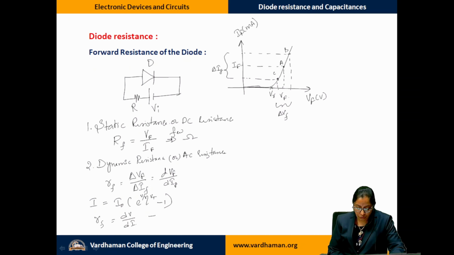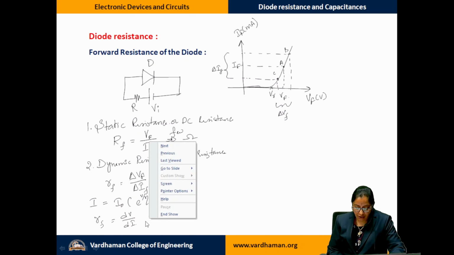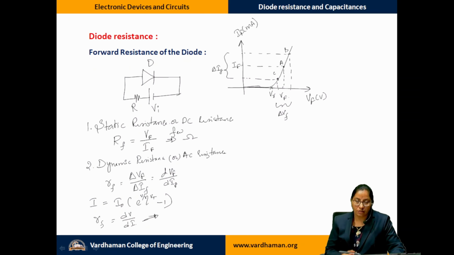In order to do this, we shall take the current I equation. We will take it, with the help of which differentiate it with respect to V and take an inverse of it, that gives your dynamic resistance. Taking an inverse of it and deriving, you are going to get the dynamic resistance of your PN junction diode to be eta Vt by I.